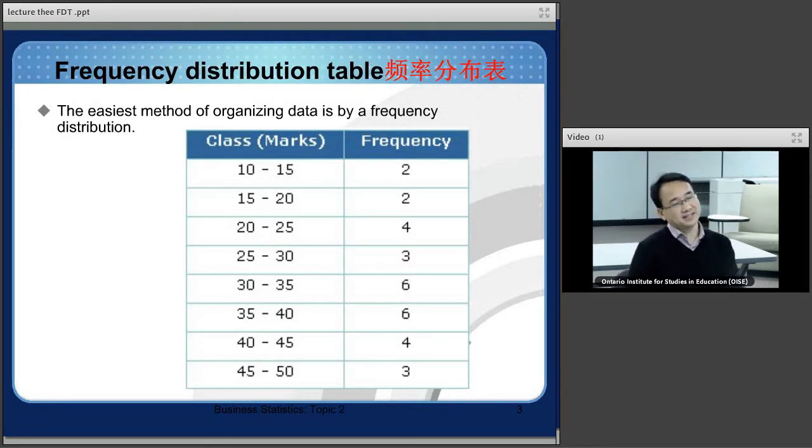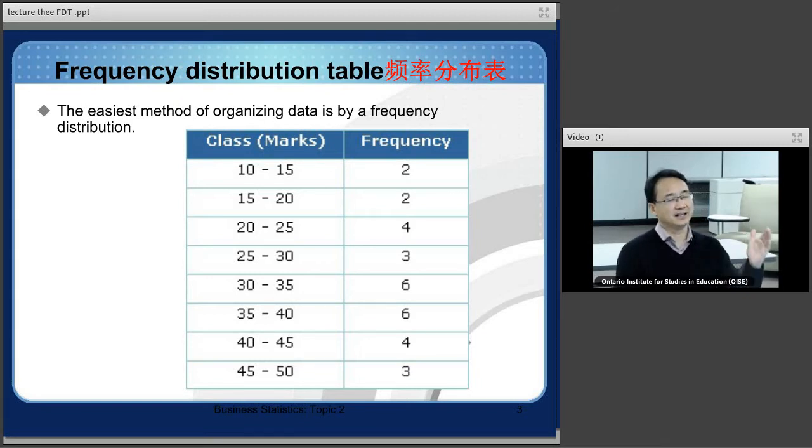For organizing a set of data, one of the most widely used ways to deal with a set of data is the frequency distribution table. Frequency means we need to count the numbers that often appear. That is frequency, 频率. Distribution, distribute, 分布. Frequency distribution table, 频率分布表. Maybe you are very clear about this table. So this table is called a frequency distribution table.